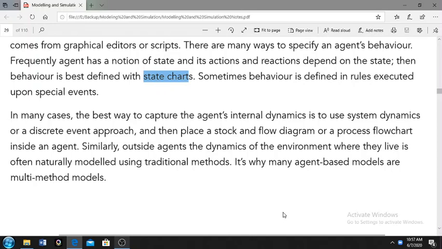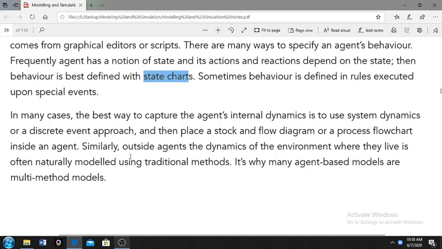Let's continue. In many cases, the best way to capture the agent's internal dynamics is to use a system dynamics or discrete event approach, and then place a stock and flow diagram or a process flowchart inside an agent. Similarly, the dynamics of the environment where they live outside are often naturally modeled using traditional methods. It is why many agent models are multi-method models.